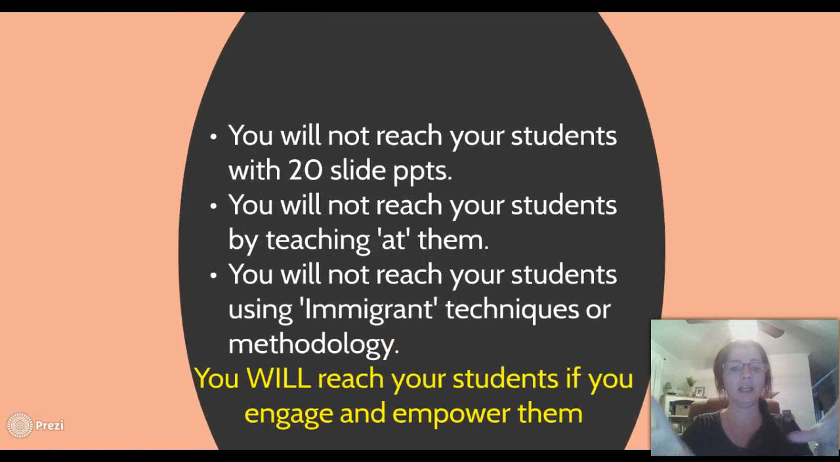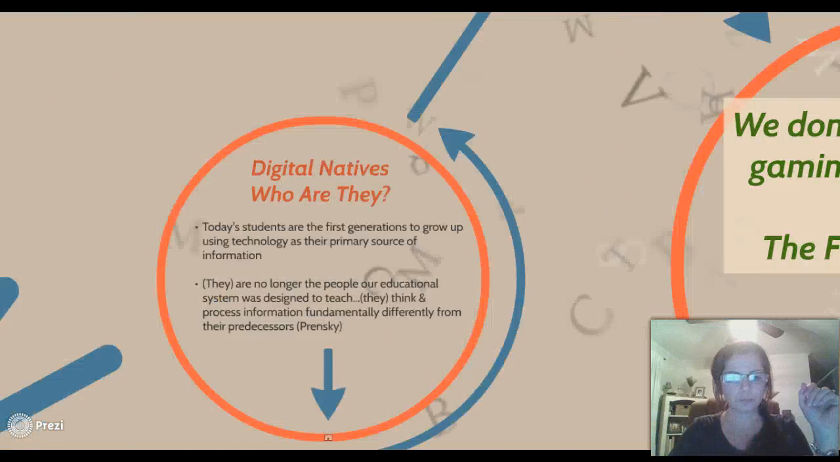So stop what you're doing. You will not reach your students with 20-slide PowerPoints. You will not reach your students by teaching at them. You will not reach your students using immigrant techniques or methodology. You will, however, reach your students if you engage and empower them, and that's where the flipped classroom comes in.